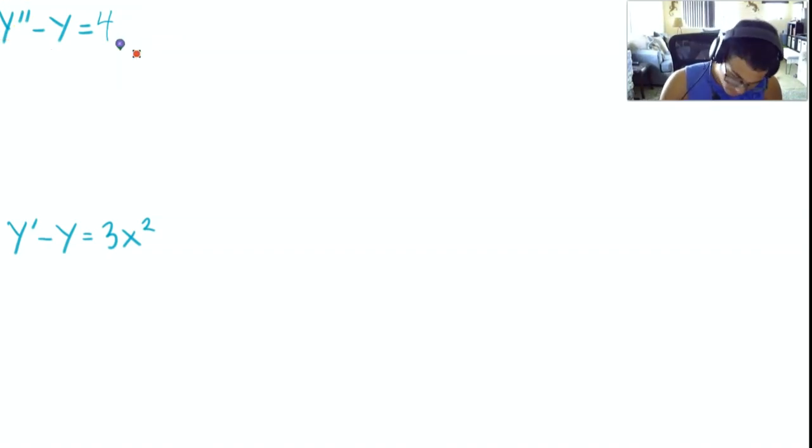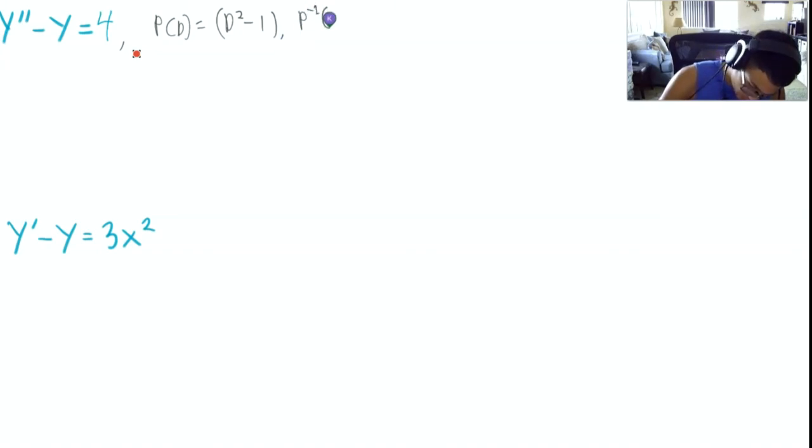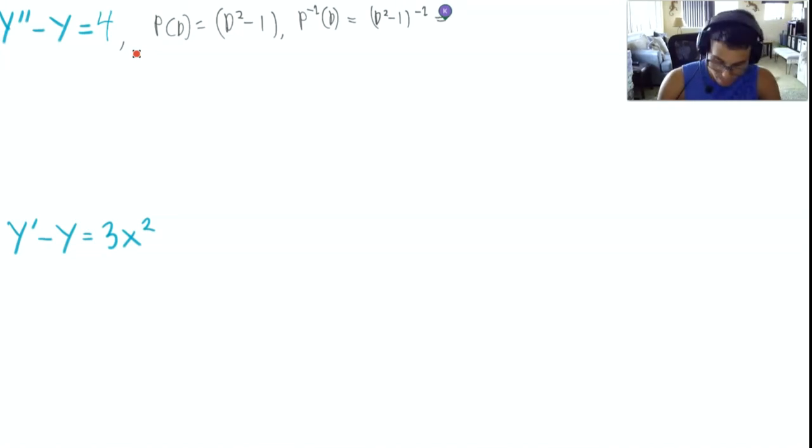So let's write what p of d would be. Well, we can see that p of d would be d squared minus 1. Okay, so that's the same thing we had before. And then we could see that p inverse d is going to be d squared minus 1 inverse, like this. And if we remember how we wrote that before, we wrote it as -1 times 1 minus d squared inverse.